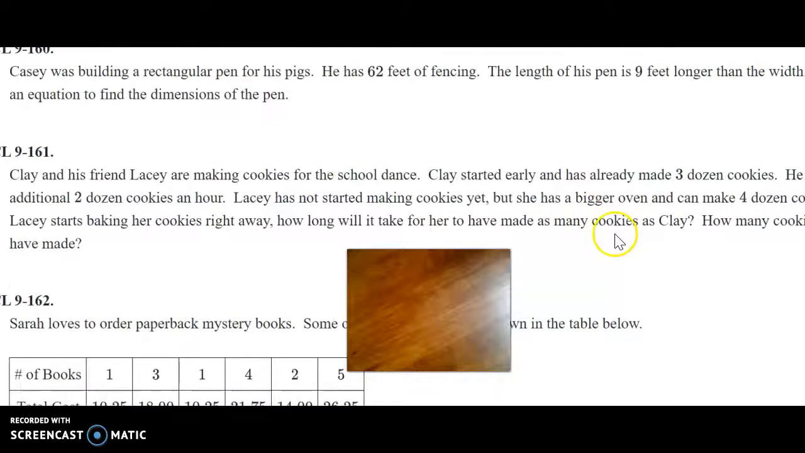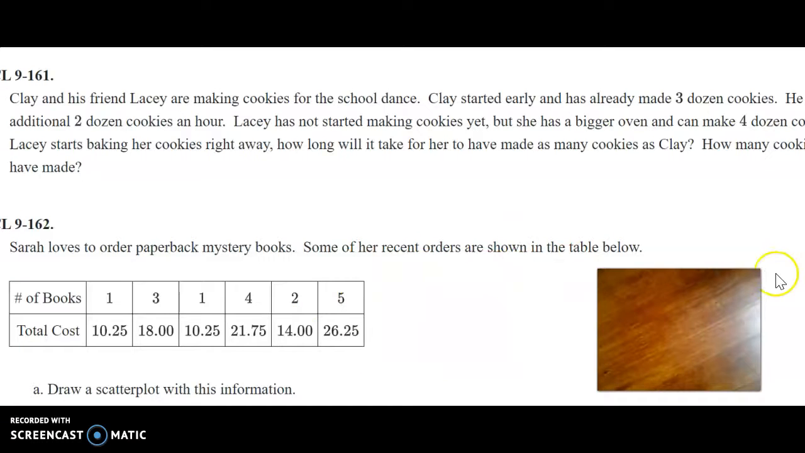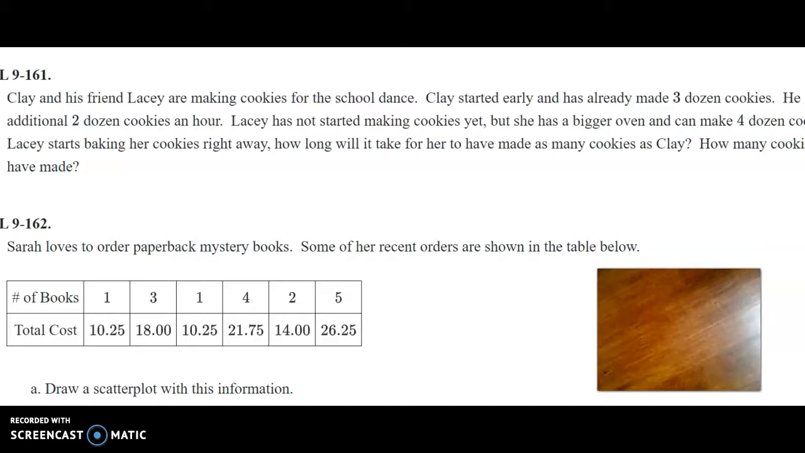And the final question: Clay and his friend Lacey are making cookies for the school dance. Clay started early and has already made 3 dozen cookies. He can make an additional 2 dozen cookies an hour. So we want to be able to write an equation for this.